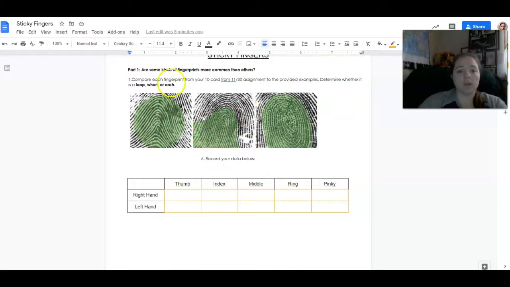Okay, so the first thing, you got to compare your prints from the 10 card, which means if you didn't do the 10 card, you need to do the 10 card, so you can do this today. So what you're going to do is look at your 10 card and just label loop, whirl, or arch. You have that in the general, so all you have to do is look at your right hand, thumb, index, middle, ring, pinky, and write down what you wrote, as long as it is correct in my grading. If you have questions, please reach out to me. I will check stuff over for you real quick.